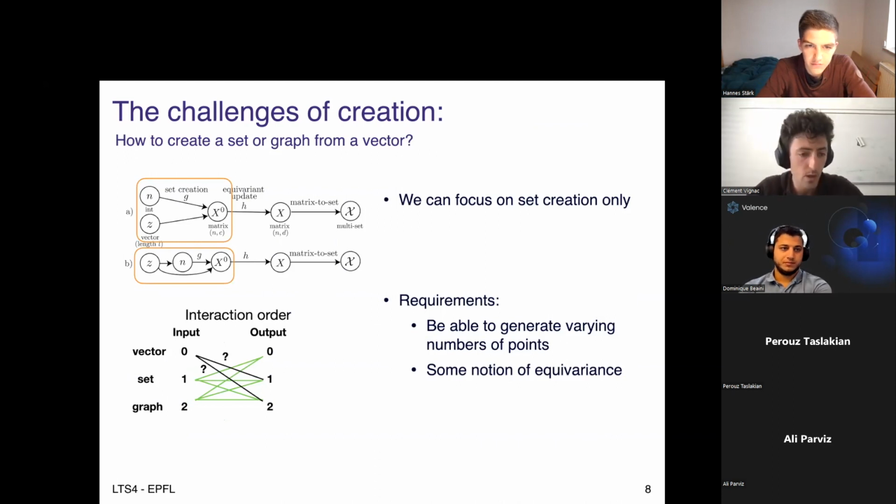So what are the requirements that we have for this function? First, we want a function that can output a varying number of points. And second, we want some notion of permutation equivariance, because we have this structure in sets, and we want to respect this structure, but it's not so clear what exactly we want.